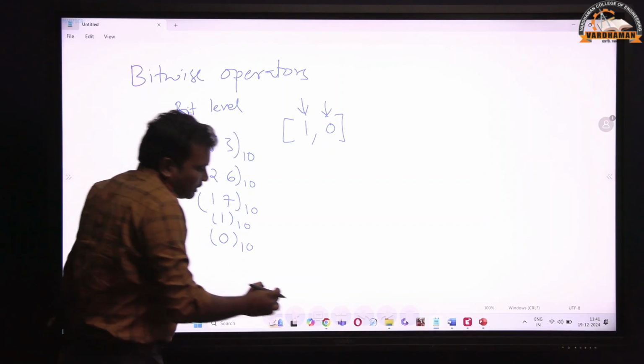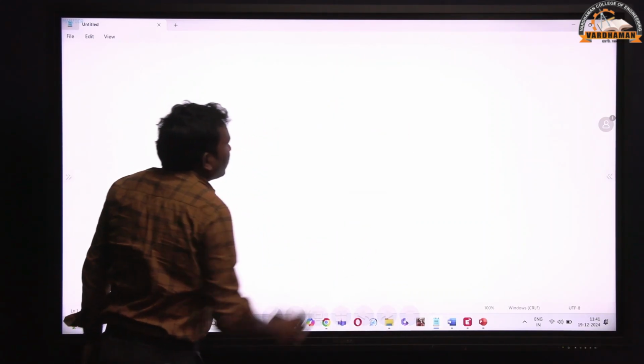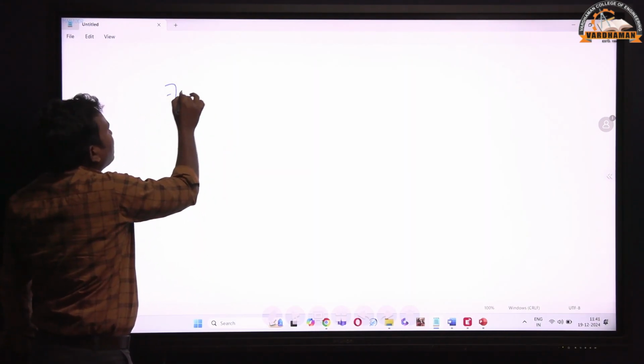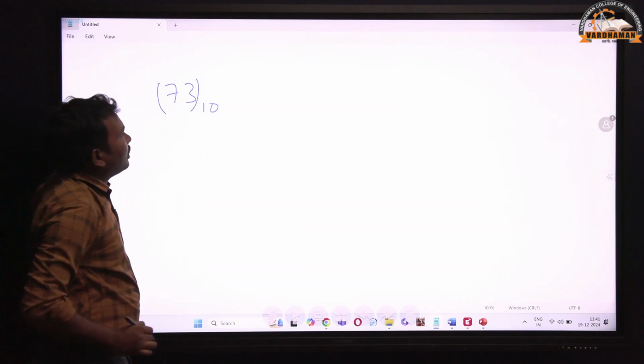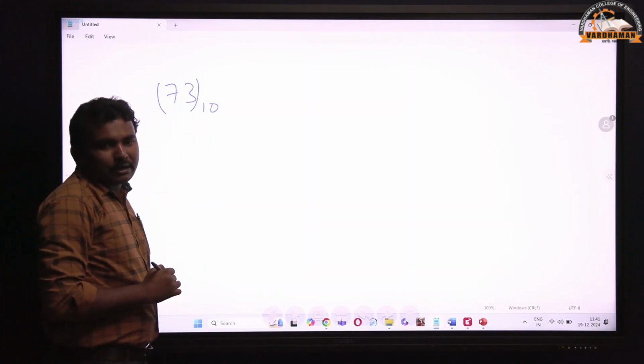So I'll write an example of binary representation. Suppose we take a random number, say 73. This is a decimal number. Now I want to convert it into binary format.